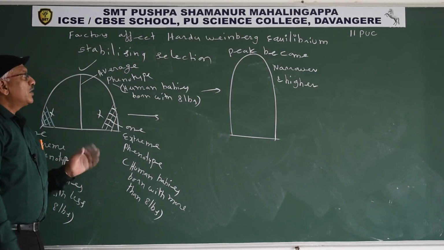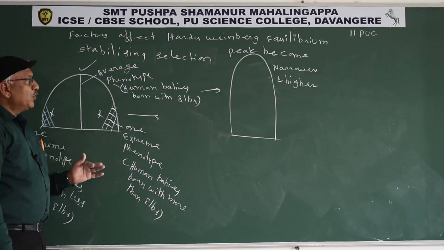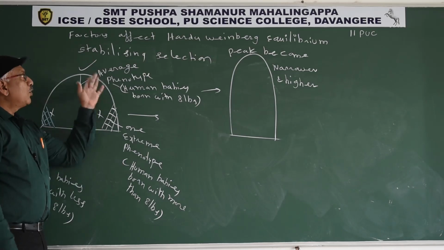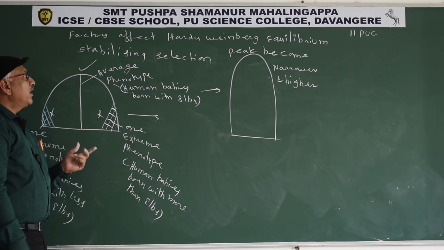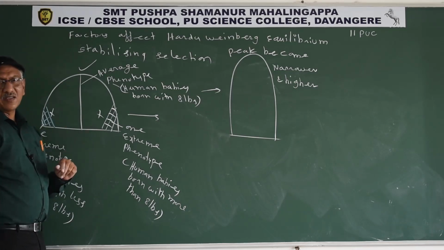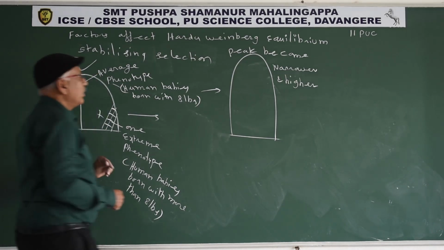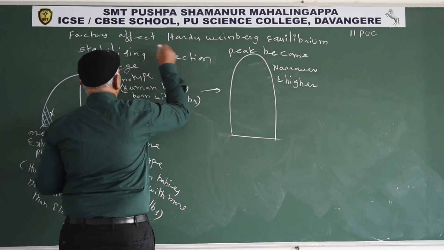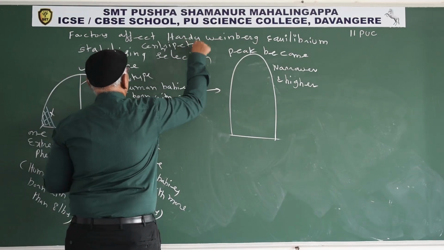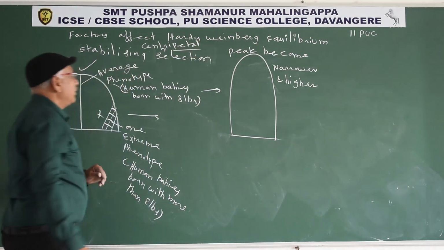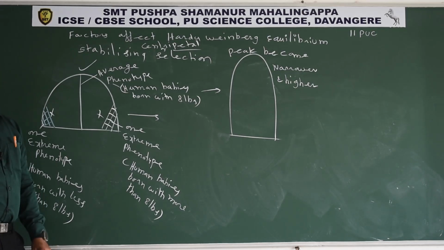Due to operation of stabilizing selection, no new species is evolved. The existing genotypes are stabilized due to the function of stabilizing selection. Stabilizing selection, also known as normalizing selection, selects the average phenotypes. That's why stabilizing selection is also known as centripetal selection.